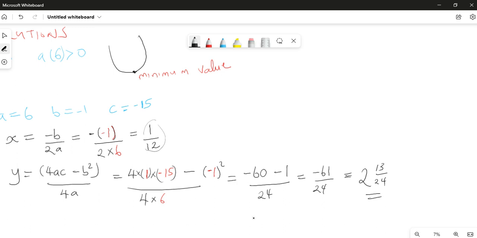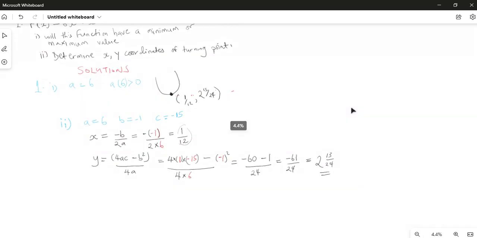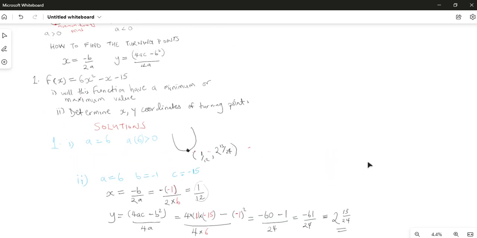So the coordinates of this minimum value, which is the turning point, are: our x value is 1 over 12, our y value is 2 and 13 over 24. All right, so that's how we find the turning points of a quadratic function.